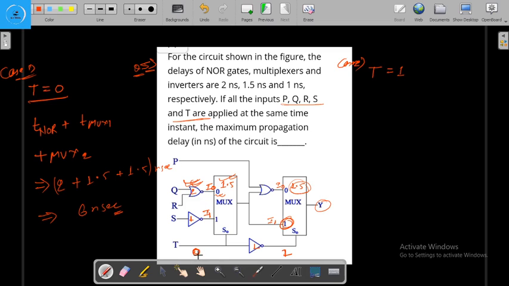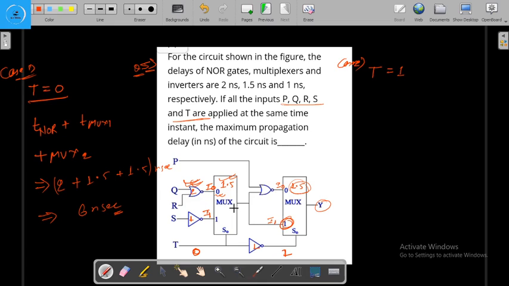If T will be 0, then this will be 1. And if T will be 0, this select line will be 0, and for 0 we are focusing on I0 rather than I1. So for getting I0, if P, Q, R, S, T are all applied at the same time, we have to wait for 2 nanosecond, right? And after getting I0 we have to further wait for 1.5 nanosecond for this mux, for getting the output of this mux, and after that S0 will be 1. So we have to concentrate on I1 rather than I0.